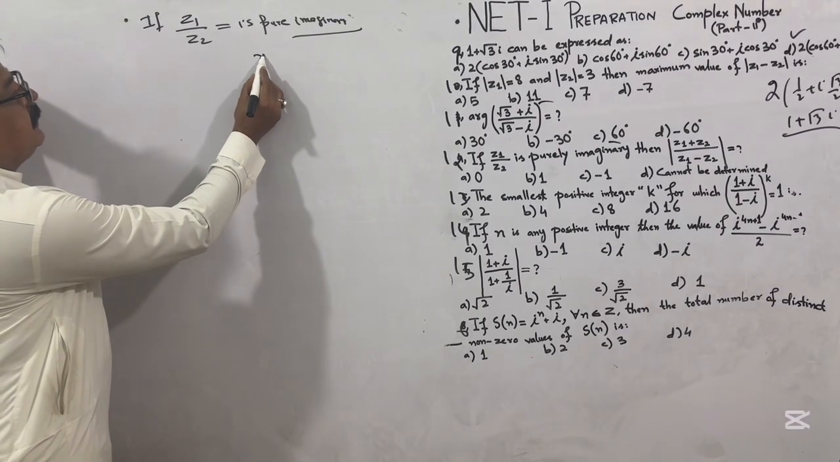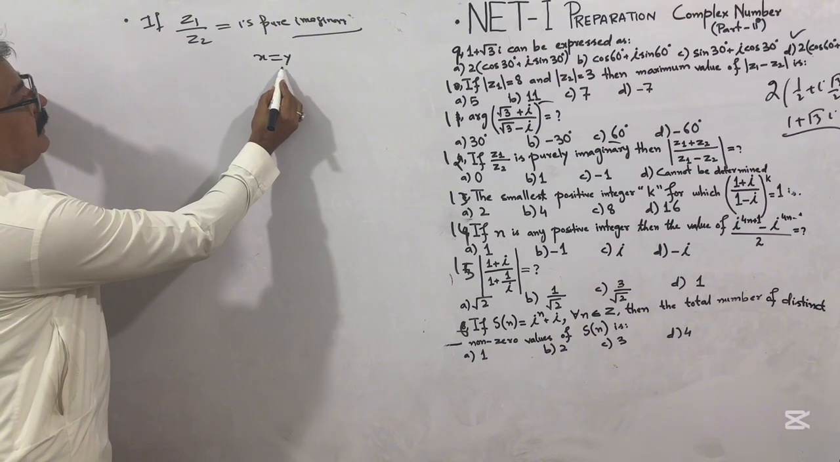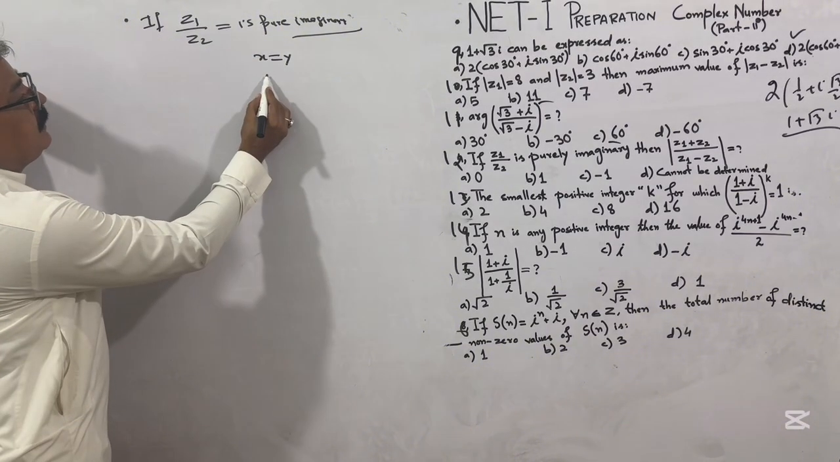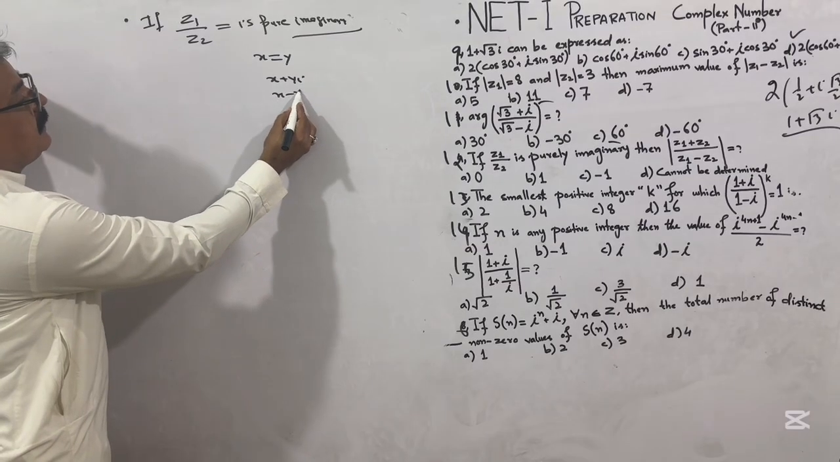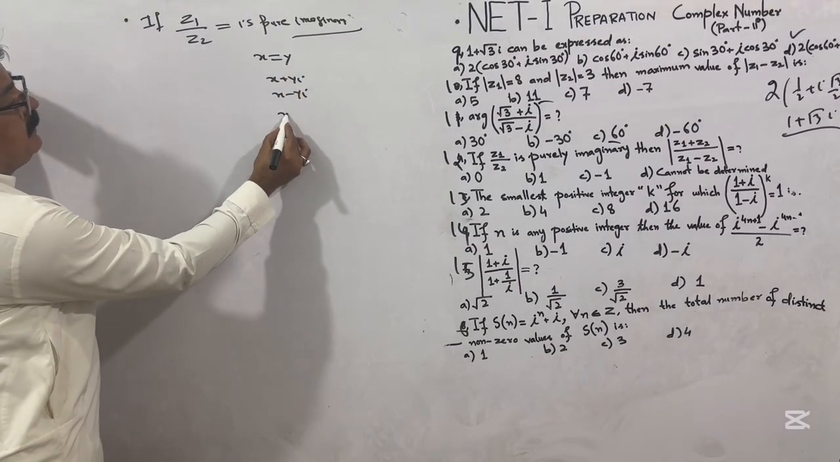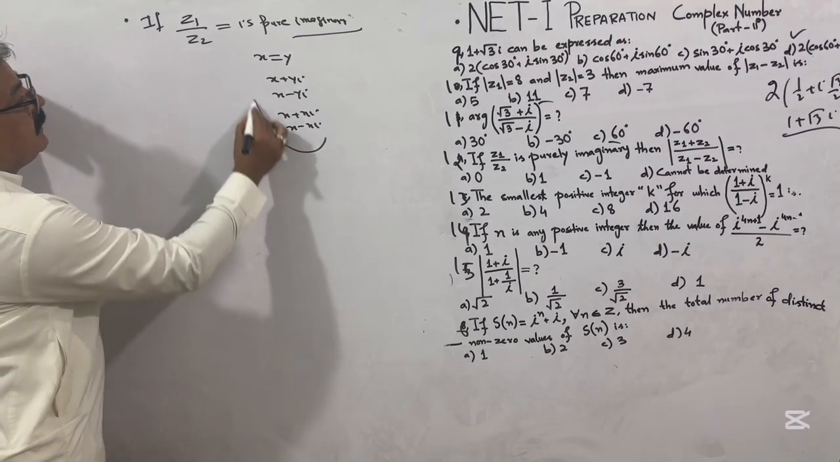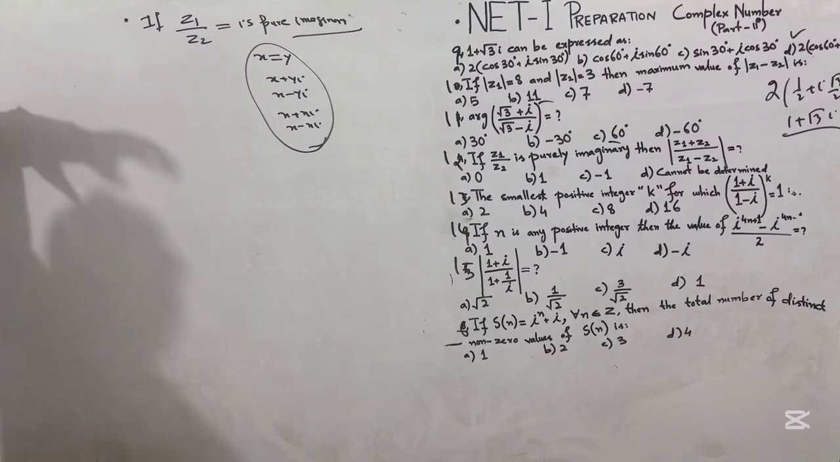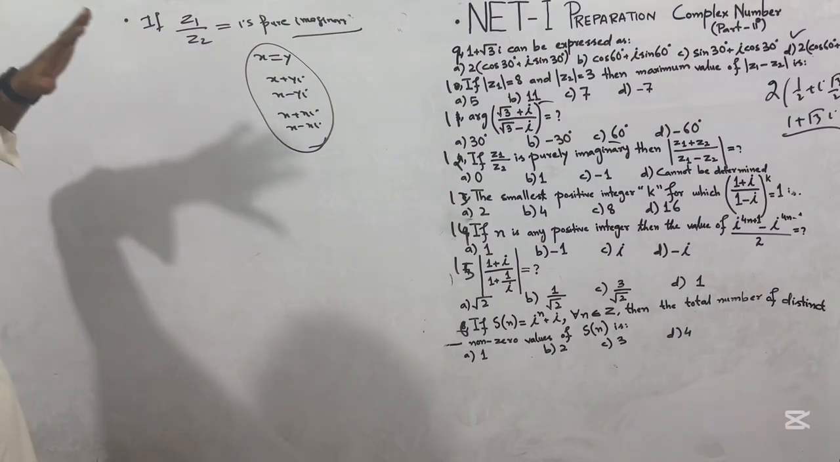When x is equal to y, and they are conjugates of each other. One is x plus y iota, and the second one is x minus y iota, and x, y both are equal, meaning x plus x iota, and the second one is x minus x iota. That is the required condition when they give us Z1 over Z2 as a pure imaginary number.